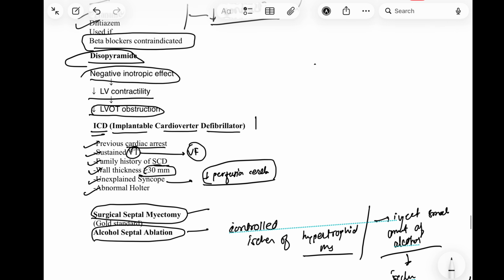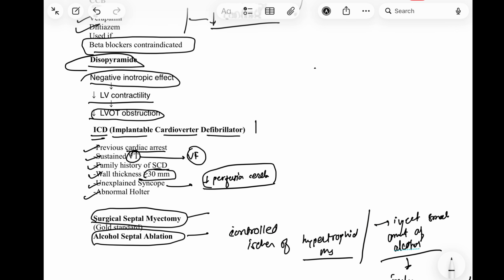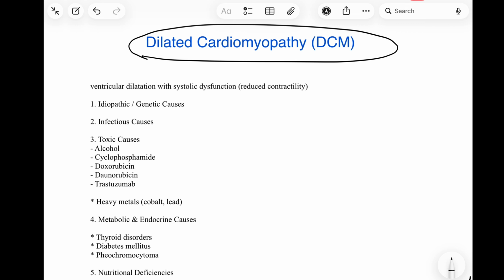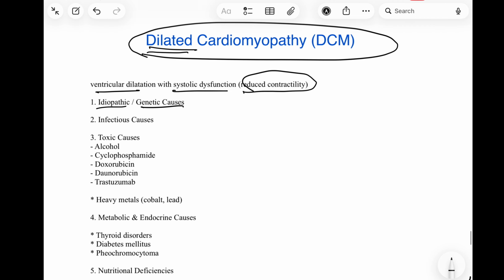So this was all about hypertrophic obstructive cardiomyopathy. Now the next concept is dilated cardiomyopathy. As you can understand from the name, there is a dilatation, right? The dilatation of ventricles results in dilated cardiomyopathy, right? So ventricular dilatation will be there with systolic dysfunction, that is, reduced contractility, right? The basic and most important common cause of this DCMP is that it is most of the time idiopathic and genetic. So it runs in the family and most of the time it is idiopathic.